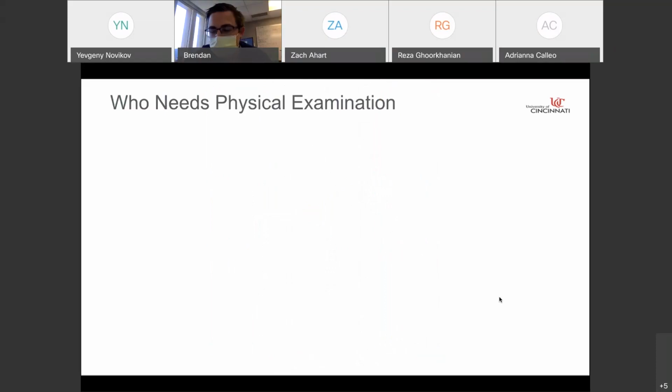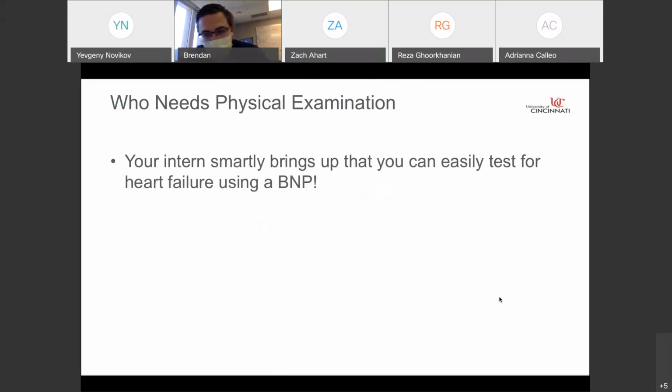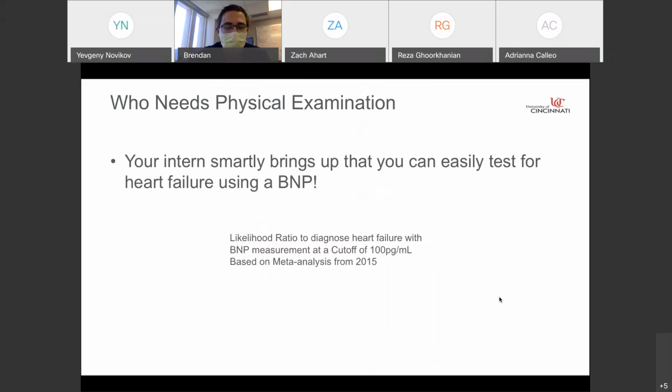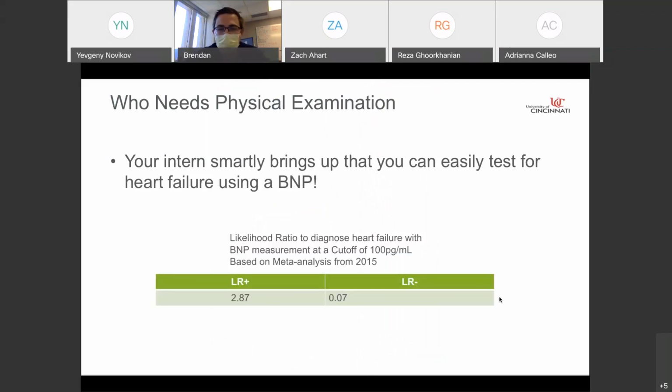But who needs the physical exam, right? Your intern, very smart, very bright, brings up that you can easily test for heart failure using a BNP. All we got to do is order this one test, boss, and we are going to have this figured out. And you can see that your likelihood ratio to diagnose heart failure with a BNP measurement cutoff of 100 has a positive likelihood ratio of 2.8, which is not great. It's okay, but not great. But a negative likelihood ratio of 0.07, which is exceptional. 0.07 is a really, really good negative likelihood ratio.